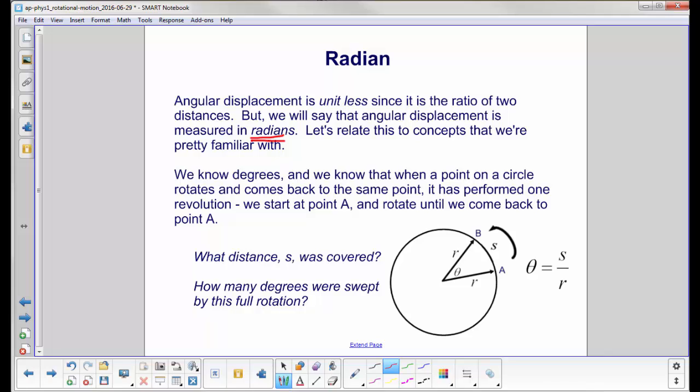Let's relate this to things we already know. Like degrees. We know degrees, and we know that when a point on a circle rotates, let's say it starts here, goes all the way around in one rotation, it comes back here, it has performed one revolution. We start at A and we come back to A. So the questions here are, what distance S was covered, and how many degrees were swept out by this full rotation?